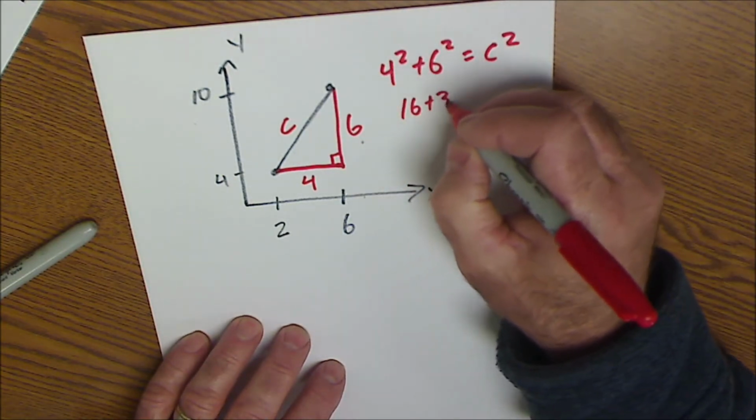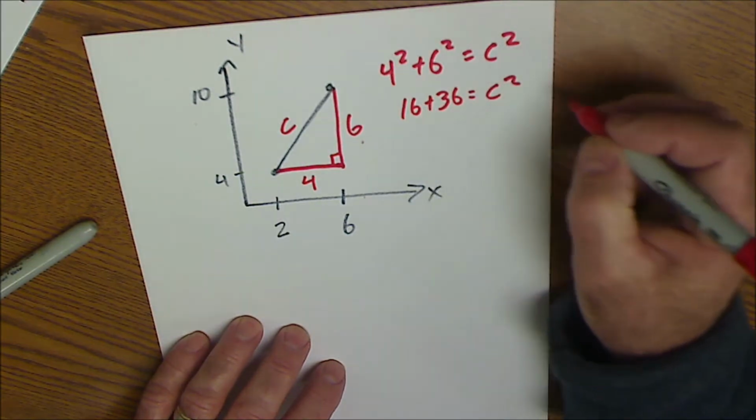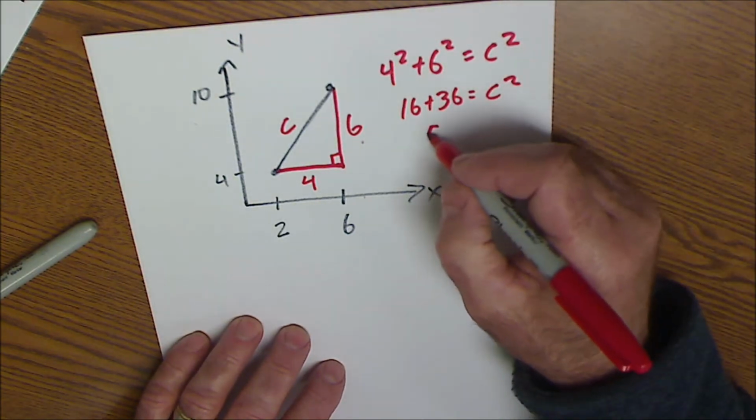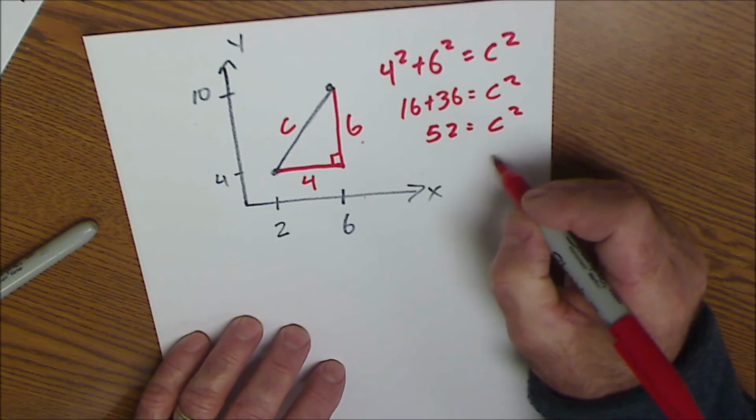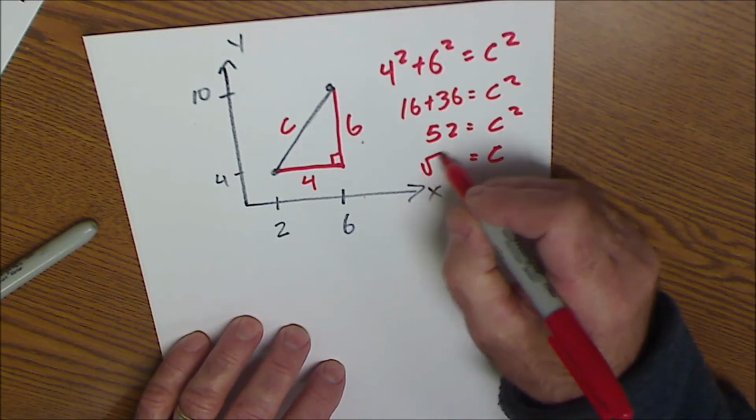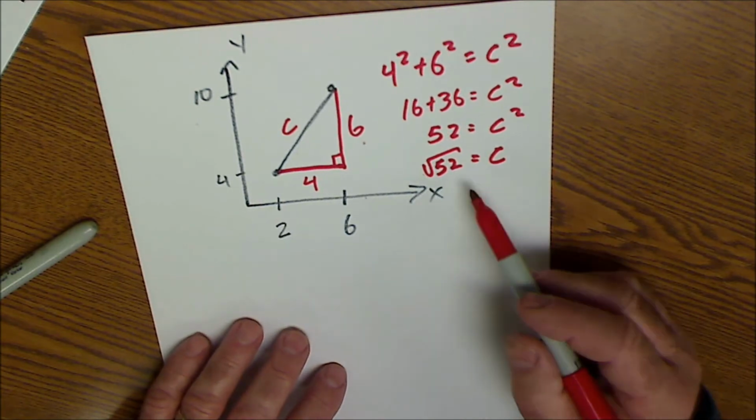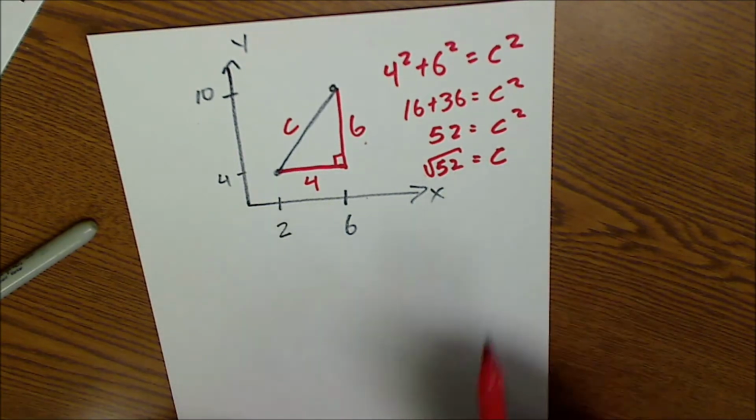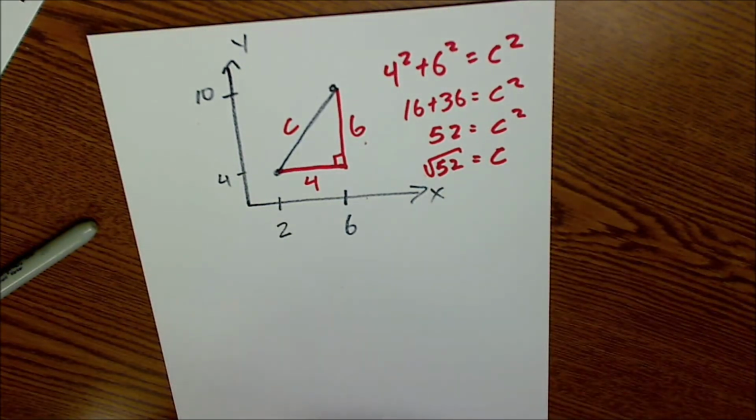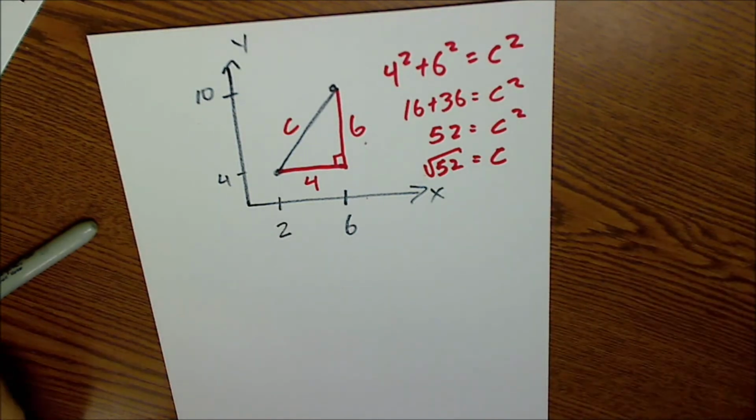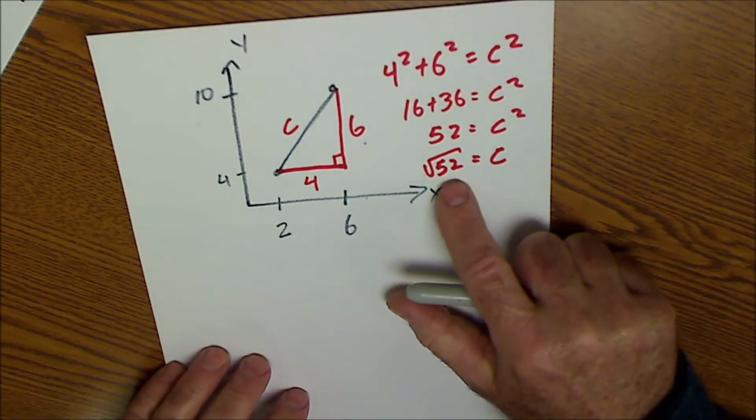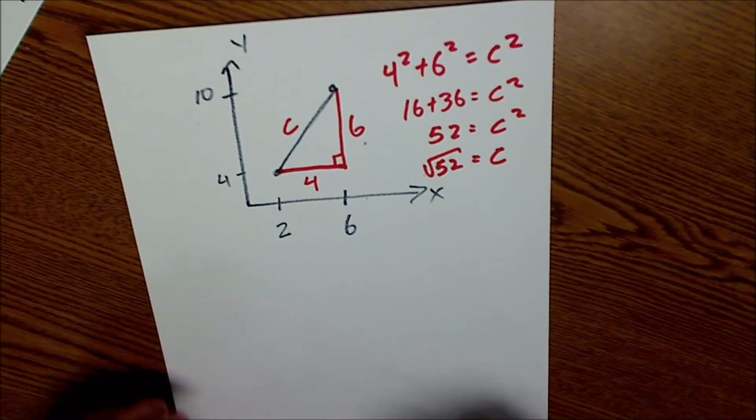16 plus 36 equals c squared. 52 is equal to c squared, or c is equal to plus or minus the square root of 52. That's an exact value. I discard the negative because we're talking about the length of a side. And that kind of makes sense, right? That's a little more than 7. I'd expect that to be a little more than 7.